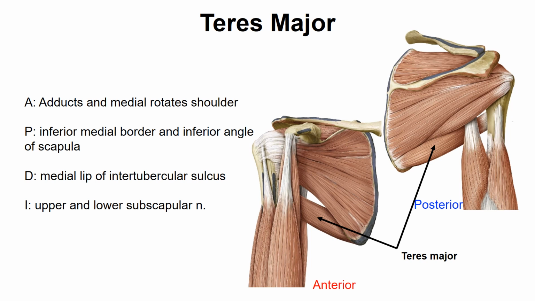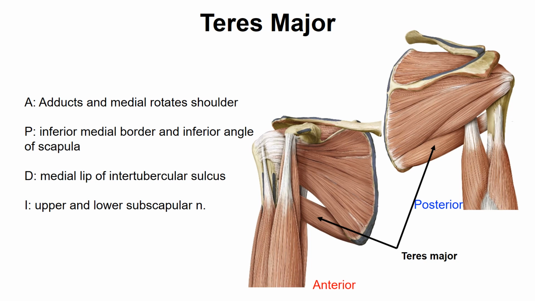So pectoralis major is on the lateral lip of the intertubercular sulcus. The latissimus dorsi is on the floor, and then the teres major is on the medial lip of the intertubercular sulcus. So lady between two majors is a pretty easy mnemonic for that. This is going to mostly be used in adduction, so bringing the arm in, and also medial rotation.